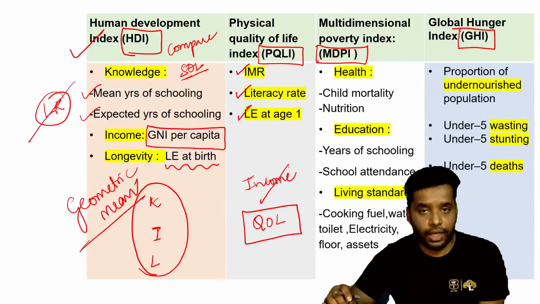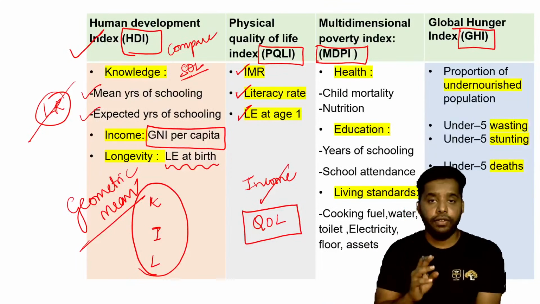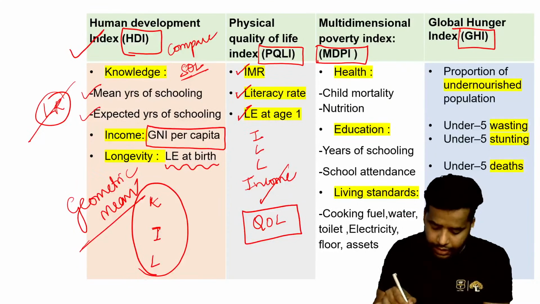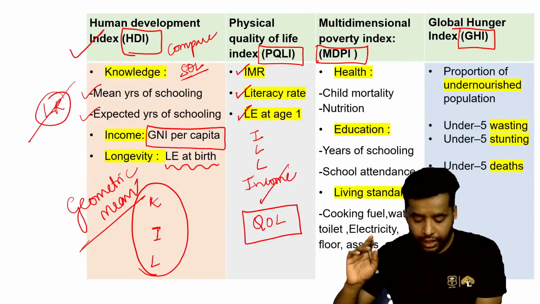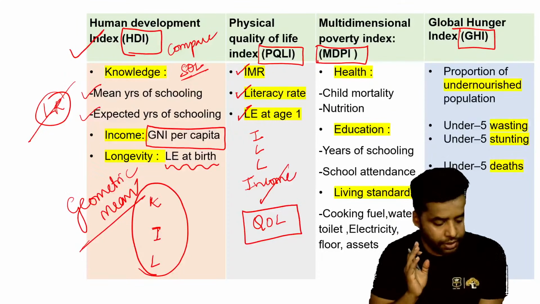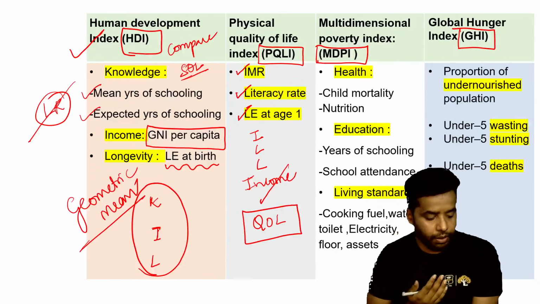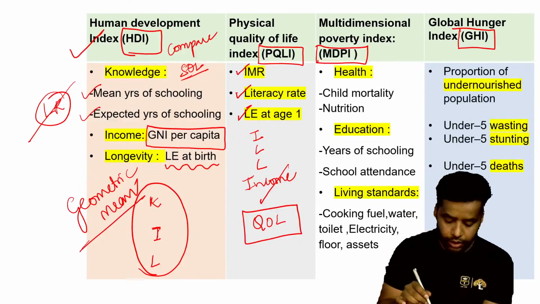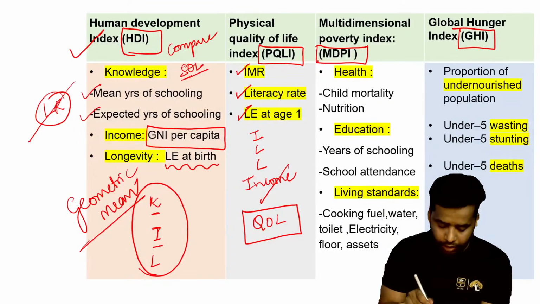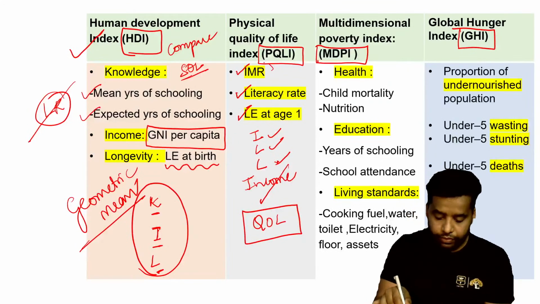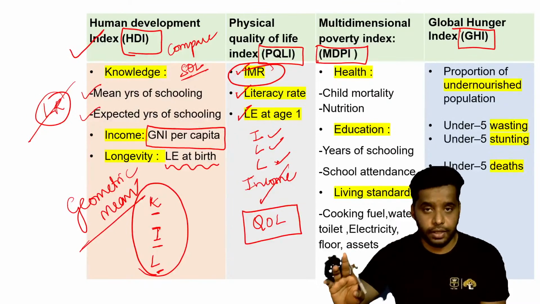It is infant mortality rate, literacy rate, and life expectancy at age 1. So we can take the mnemonic ILL: infant mortality rate, literacy rate, and life expectancy at age 1. Because IMR is separately given importance, it is life expectancy at age 1 that you are counting. So what is the mnemonic? KILL ILL. We have a movie like that, so you can remember it like this. Important: I is for infant mortality rate, not income.